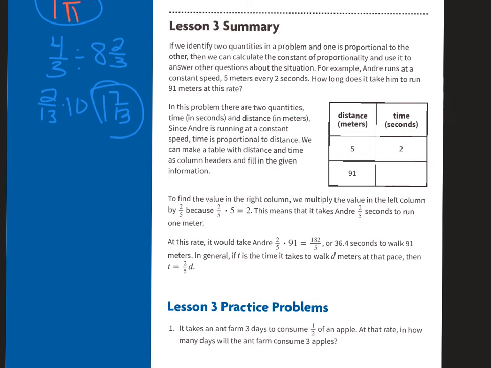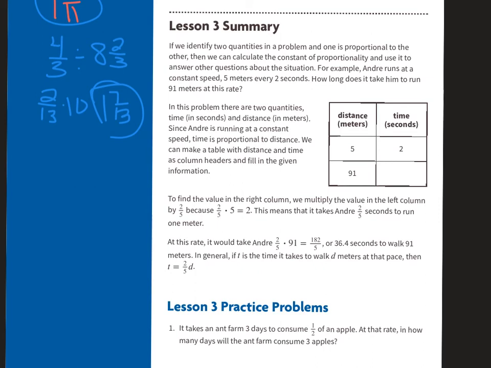So with all these problems, the easiest way is to make a table. Then you find the number: second column divided by first column. And then if you have the number in the first column, you're going to multiply by the constant of proportionality. If you know the second number, you're going to divide by the constant of proportionality. So make a table, and then second column divided by first column, and then go from there.